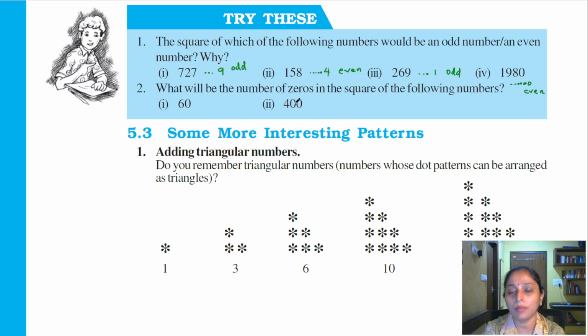What will be the number of zeros in the square of the following numbers? Now here I have 60 square. I'm going to get 2 zeros. One 0 from each 60, you will get 2 zeros. I have 400 square. Here I am going to have 4 zeros. 2 zeros from each number 400. You will have 4 zeros in this case. So here the answer is 2 zeros. Here the answer is 4 zeros, right?